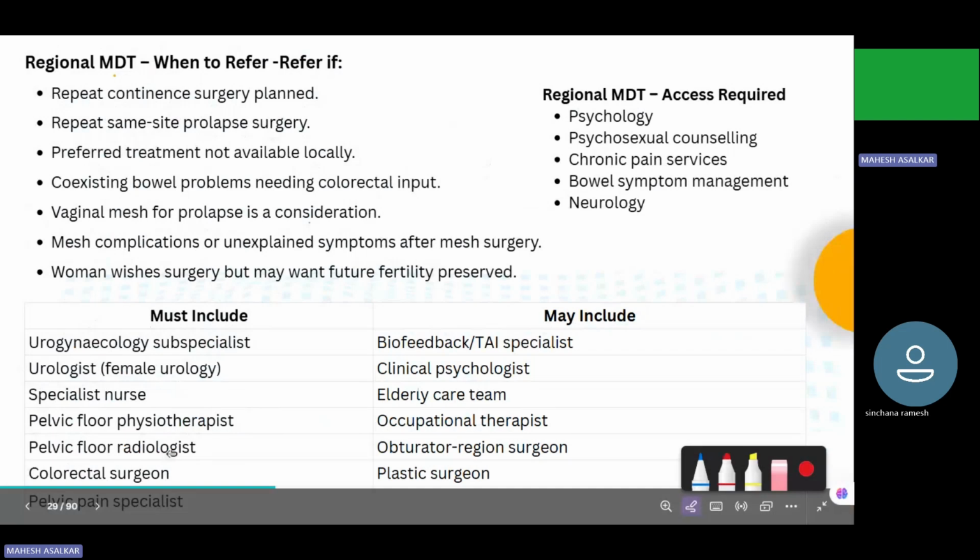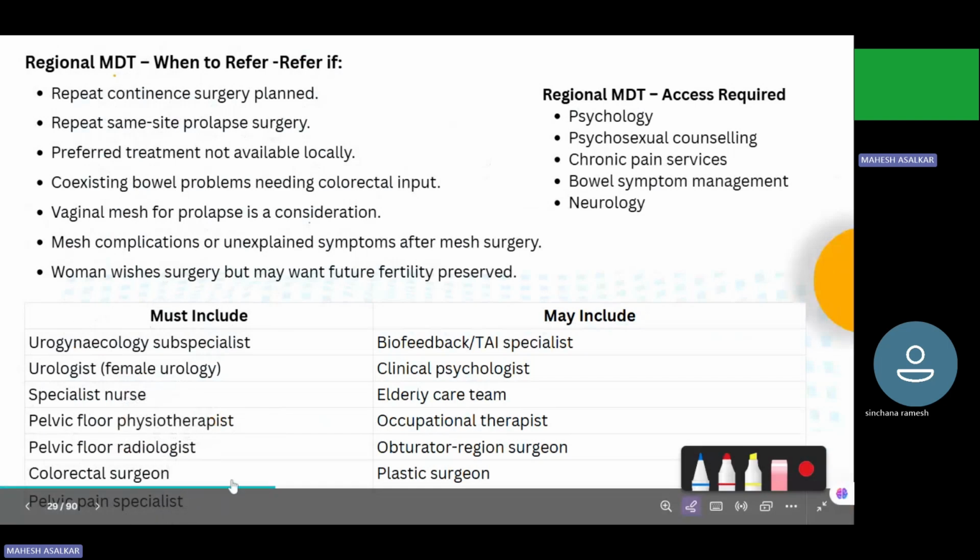So imaging is very, very important in regional MDT discussion. Then the colorectal surgeon, it was optional there, and the pelvic pain specialist, but here it is a must. Okay. So you have the imaging, that is why the radiologist is compulsory. Then we are going to deal with mesh related complications, so colorectal surgeon and pelvic pain specialist.